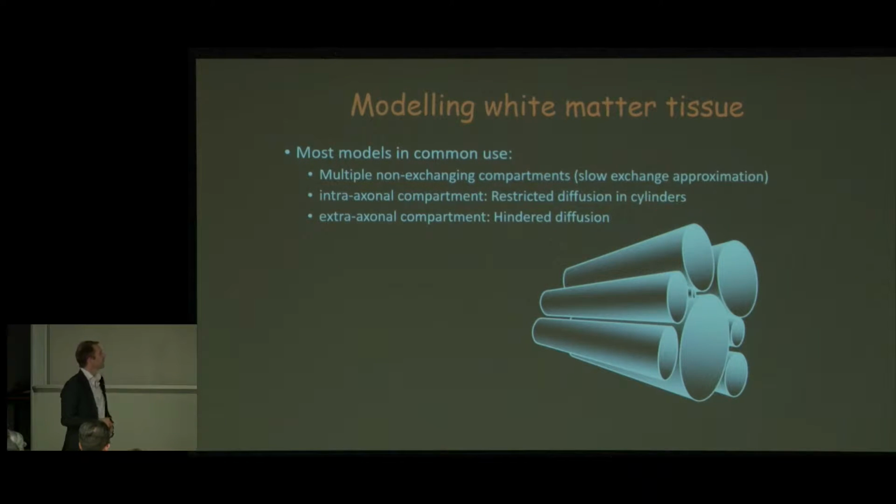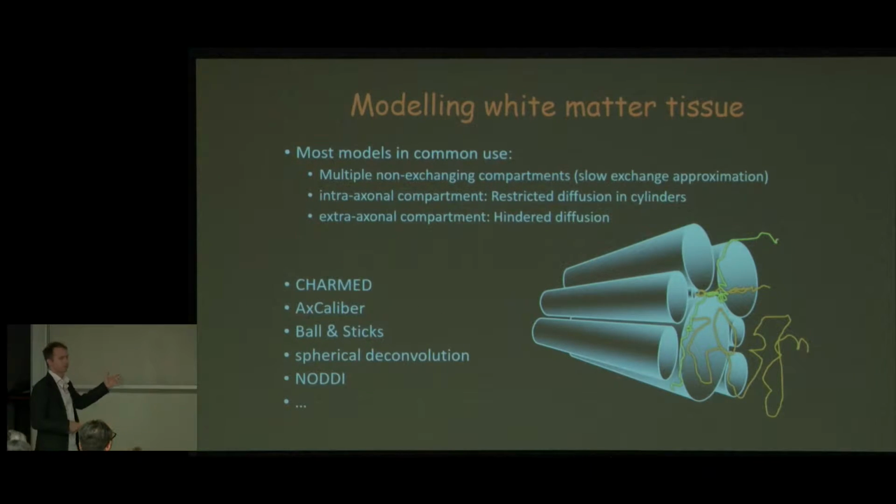So just to recap, most white matter models in common use so far assume multiple non-exchanging compartments. That's the slow exchange approximation I was talking about. The intra-axonal compartment is restricted diffusion in cylinders, if you think about spins within that. And the extra-axonal compartment is a hindered diffusion model. So there's no restriction as to how far they can go, but they are hindered compared to what their normal diffusion coefficient might be. Those assumptions are basically common to a whole load of methods.